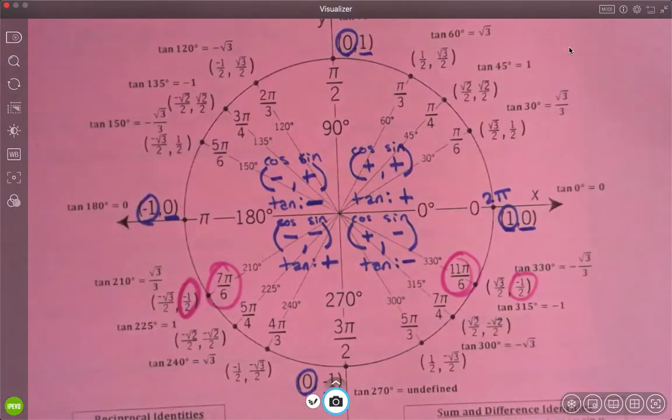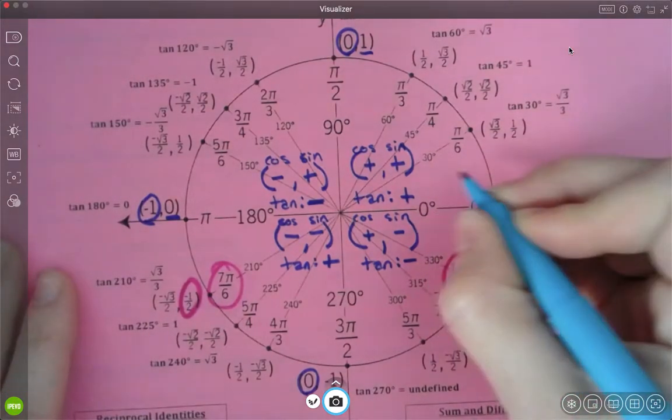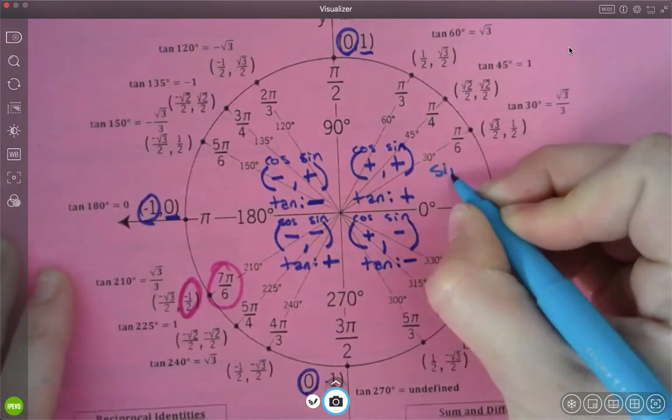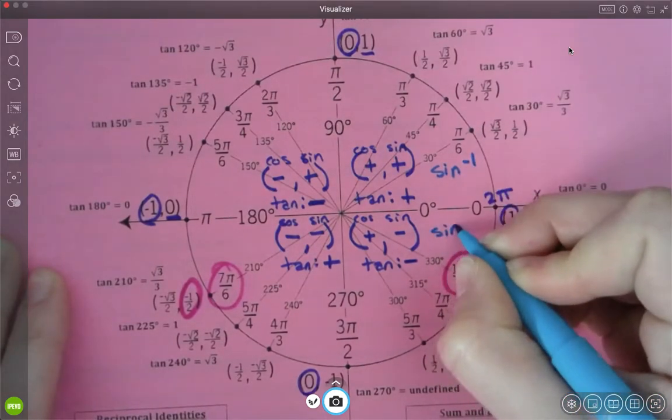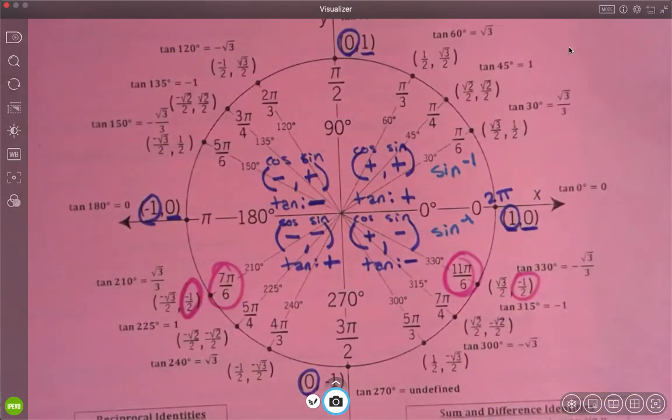Now, only one of those answers will show up on my calculator. It will only be 11 pi over 6. So let me have you write something in your unit circle. If you have your unit circle out right now, write this in real quick. Inverse sine is either here or here. You guys remember writing that on your unit circle last year? Inverse sine is either in the first quadrant or the fourth quadrant.